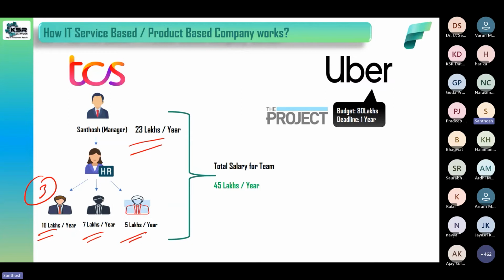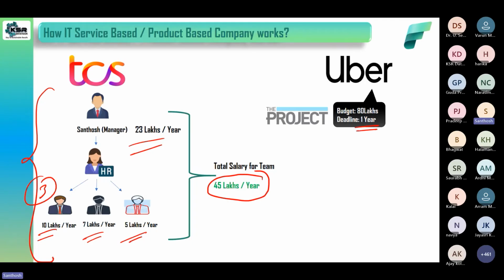So overall, they're giving this project for 1 year, which means for 1 year these people have to work for me. So the total salary that I have to pay for my entire team, including Santosh, because I cannot work for free. Nothing in life comes free. Just remember this, right? So we have to work for salary. The total salary that TCS will be spending on their employees will be 45 lakhs. 23 plus 10, 33. 33 plus 7, 40. 40 plus 5, 45. So totally 45 lakhs I have to pay.